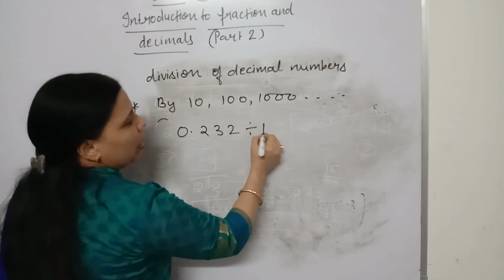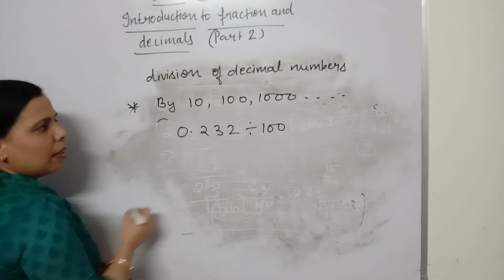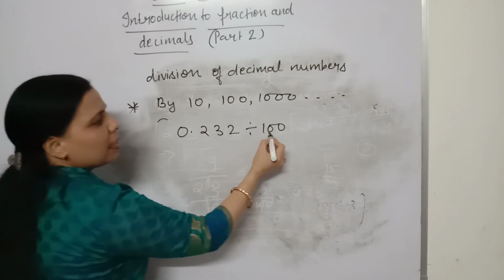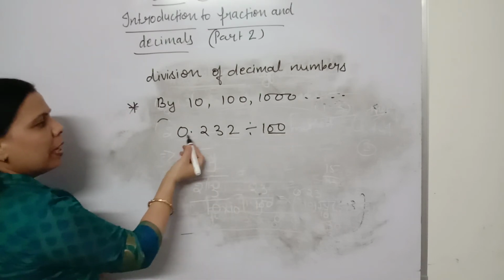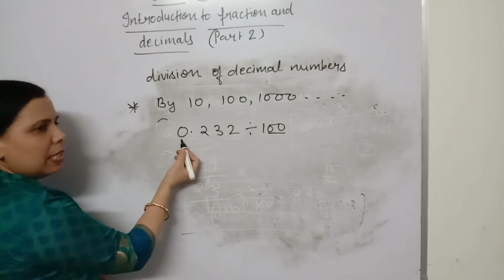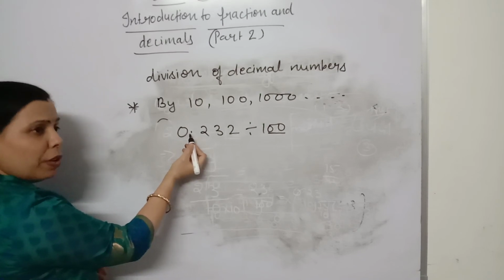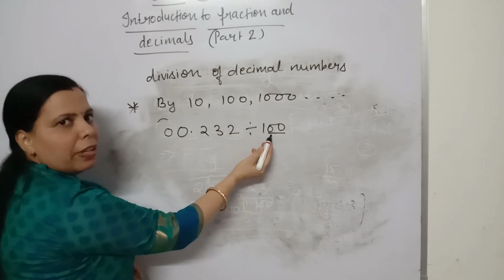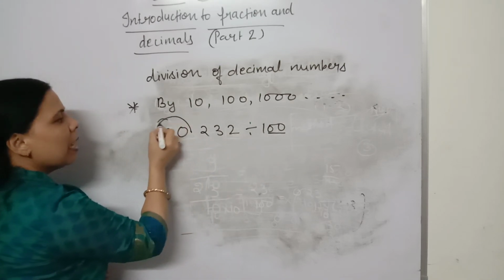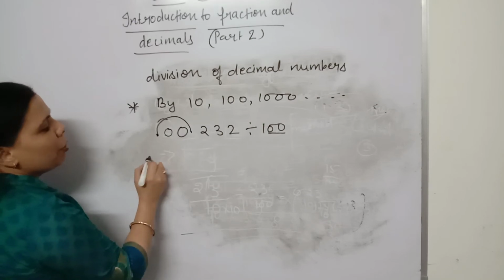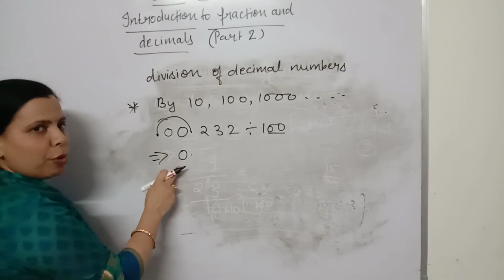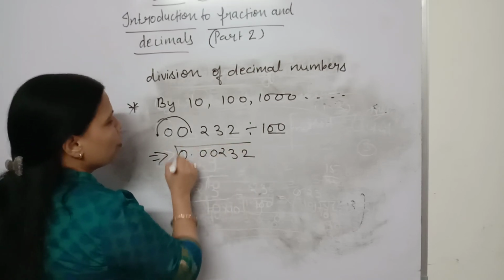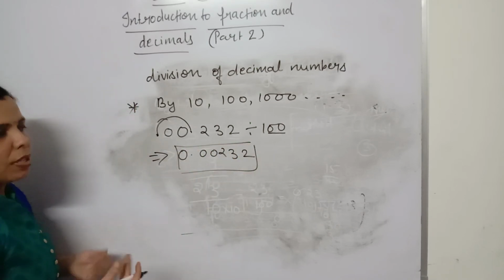0.232 divided by 100. Now see how to shift the decimal towards the left side. How many digits are here? 2 digits are needed, but we have just 1 digit before the decimal. So what will you do? You will write a 0 from your side to fulfill the requirement. So 1 and 2 places. Your decimal is here now. Your answer is 0.00232.